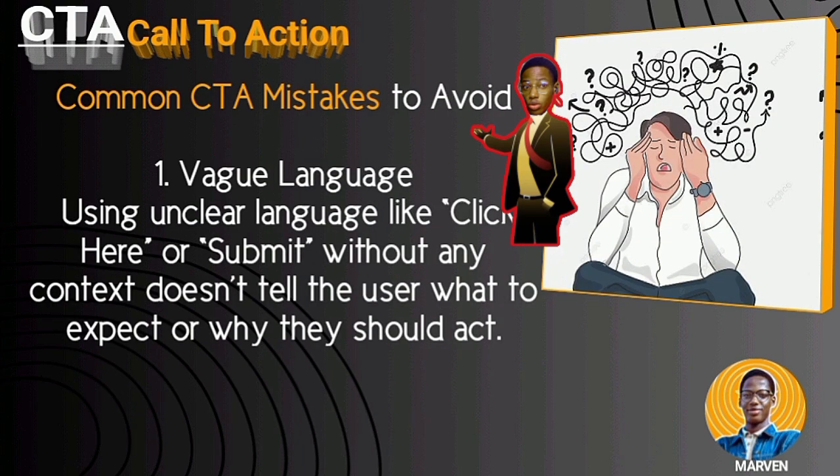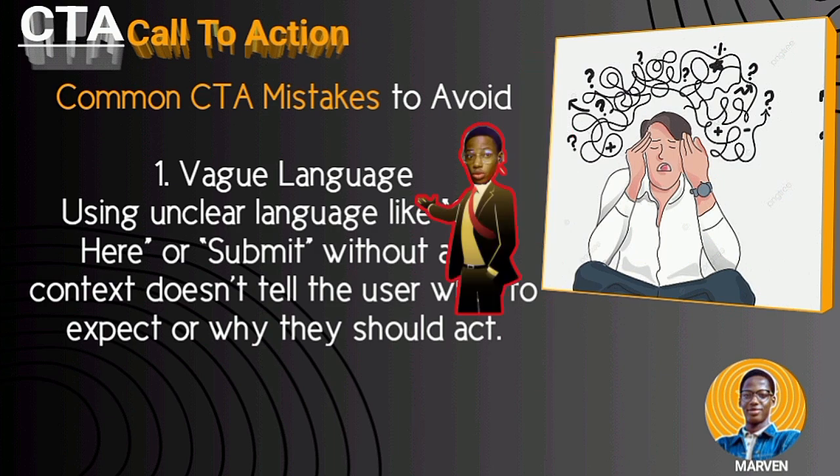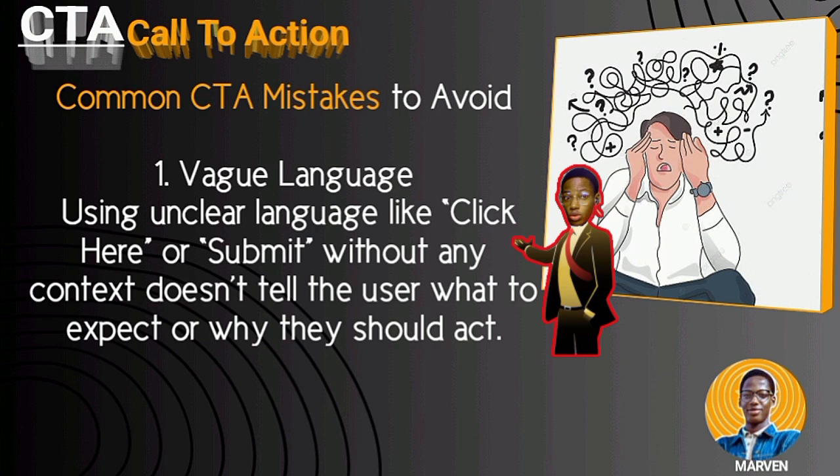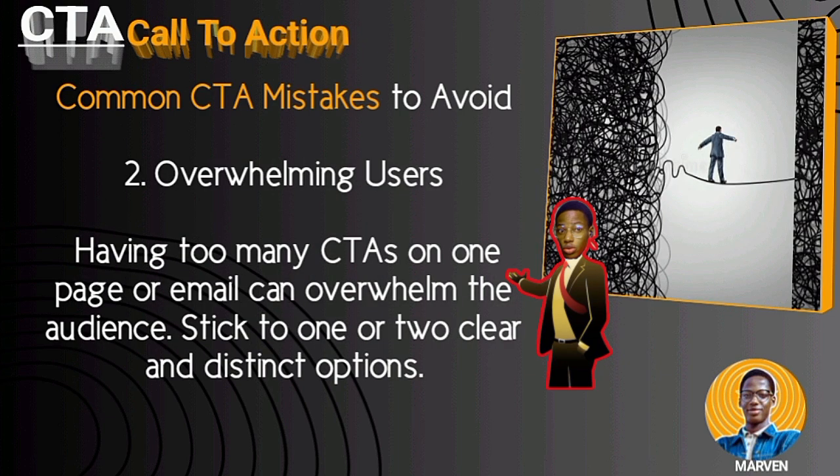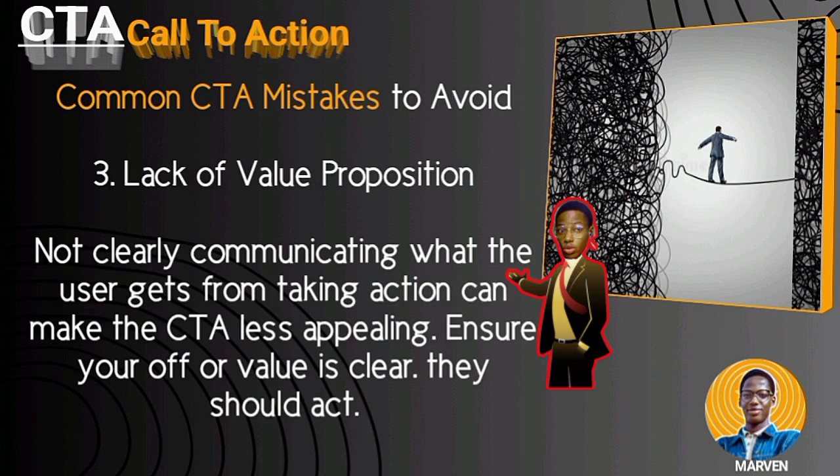Let's look at some of the mistakes to avoid when writing your CTA. The first is the use of vague language. When you say click here or submit without any context, am I clicking to get an ebook or am I clicking to buy something? Those are vague words when you use click here without a specific action. Another mistake is having too many CTAs. Just allow your CTAs to be one or two at most. Another is lack of value proposition. When you don't state clearly what your audience is getting, this is a sign of a vague CTA.